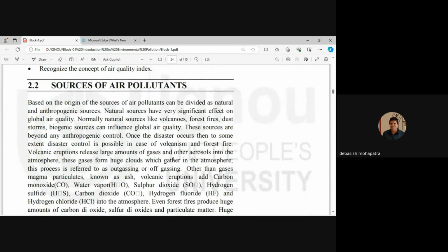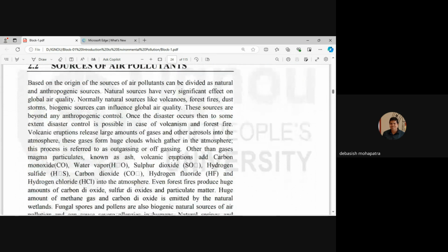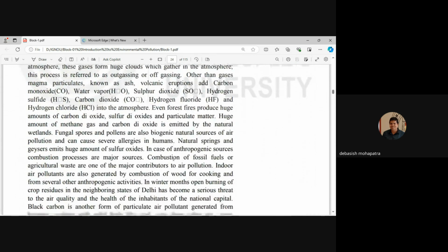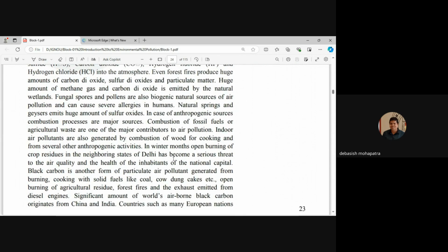First is the sources of air pollution. Based on origin, they can be divided into natural and anthropogenic. I am not telling it again, because I have already discussed it.